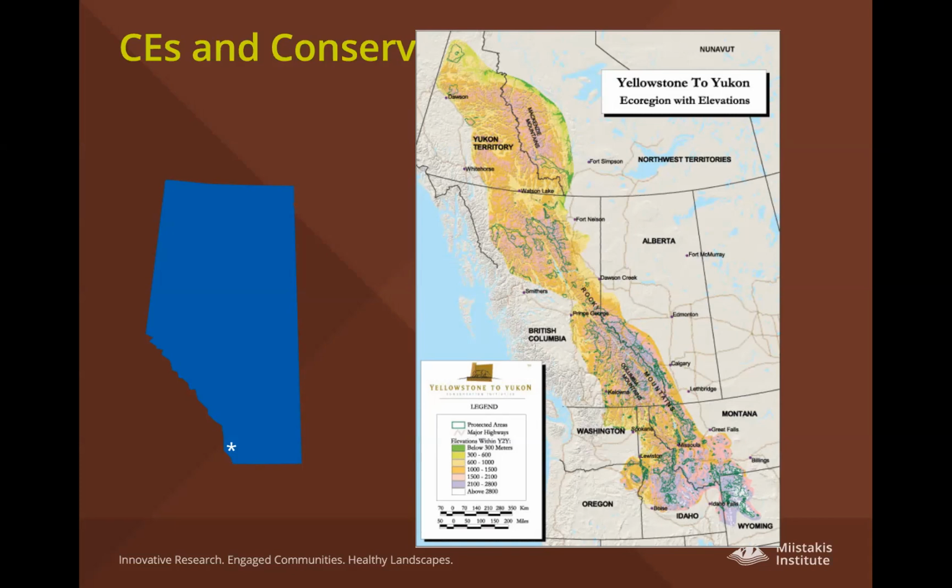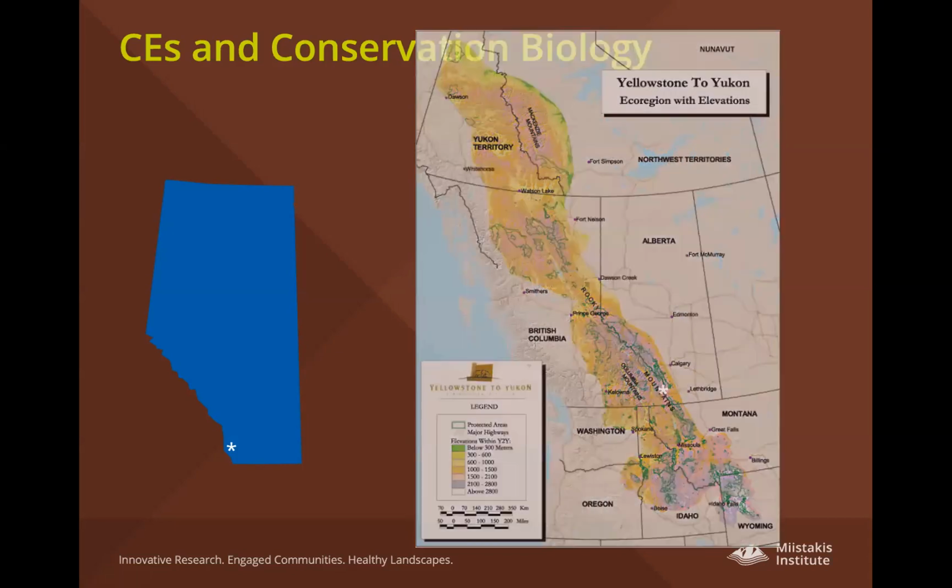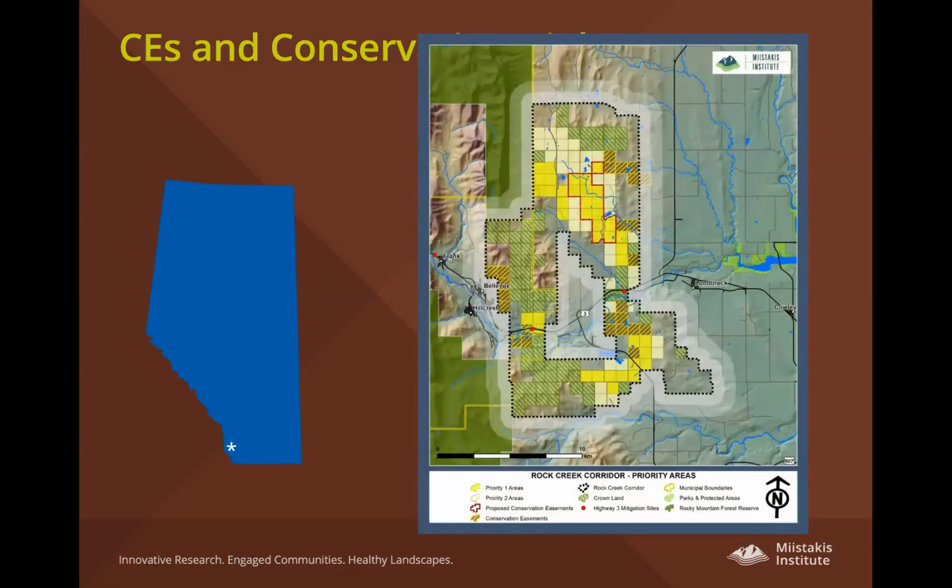So that little white star that I have there on the map of Alberta is, hopefully you can see this, I'll try and point it out here, the little white star here. So this is an area that sits right in the middle of this continental context as well. So what we have here is what's known as the Rock Creek Corridor, and organizations like the Southern Alberta Land Trust Society have taken the lead in trying to maintain connectivity in this area.